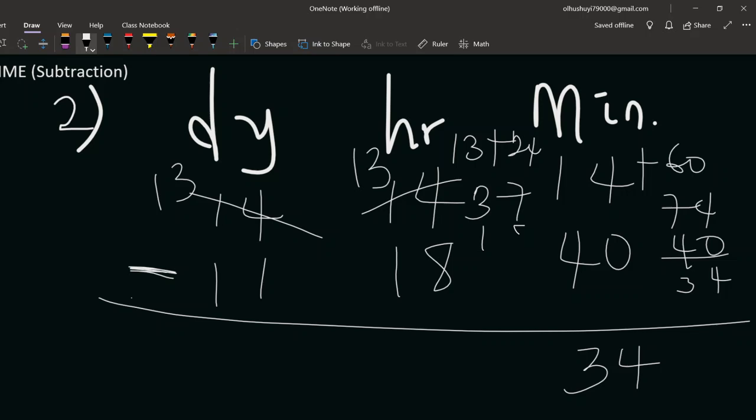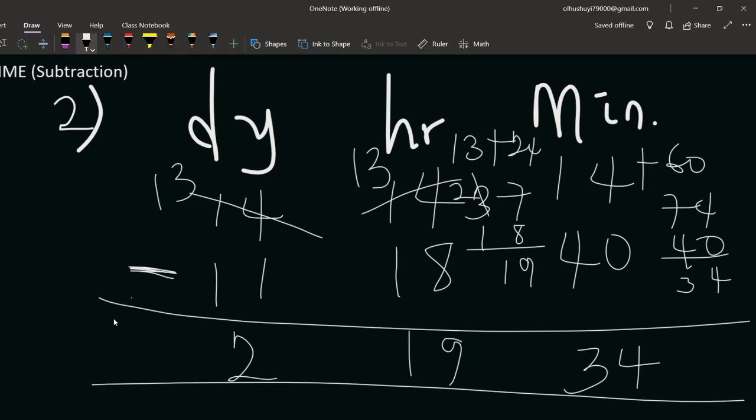Then you take away your 18 from it. This 17 minus 8, that should be 9. Of course, we have borrowed 1 here. So 2 minus 1 you have. So this one becomes 19. Are you following what we are doing? Good. So this is just 13 minus 11, and that is just 2. The answer is 2 days, 19 hours, 34 minutes.